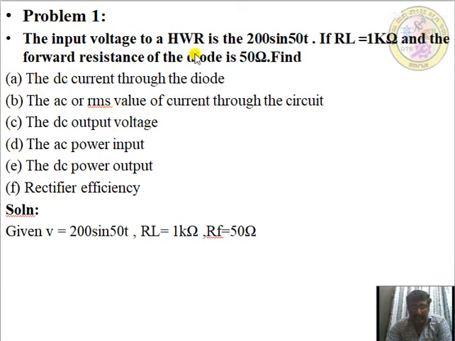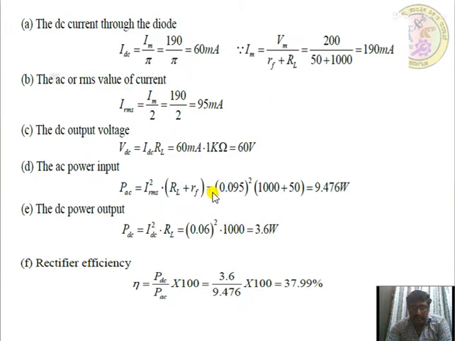Okay, and the given factors are what? 200 sin omega t, where omega is equal to 50. The load resistance RL is equal to 1 kilo ohm, and the forward resistance of the diode RF is 50 ohm. So the solution is being given here. First we should write the given values. The given value is V equal to 200 sin 50t, where 50t means omega is equal to 50, RL is equal to 1 kilo ohm, that is the load resistance, and the forward resistance RF is equal to 50 ohm.